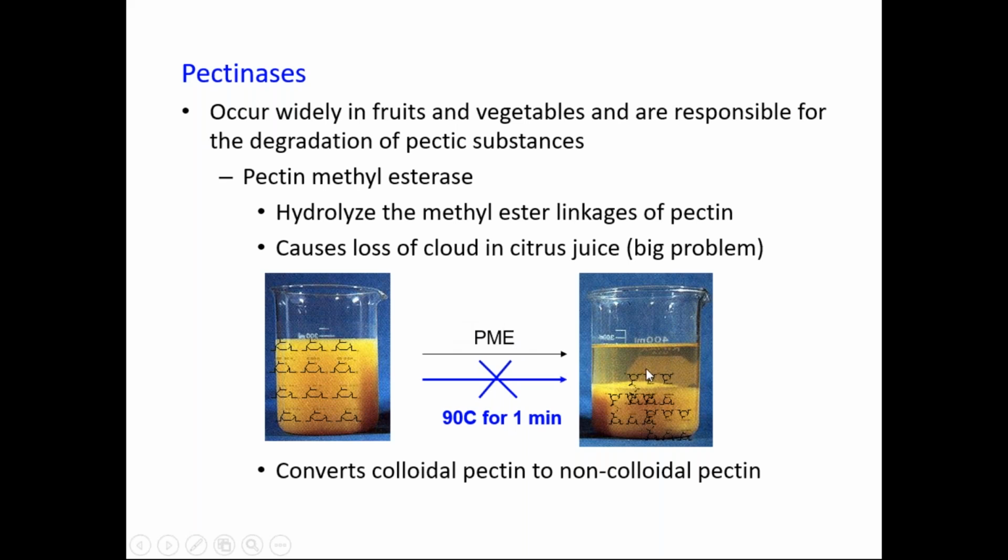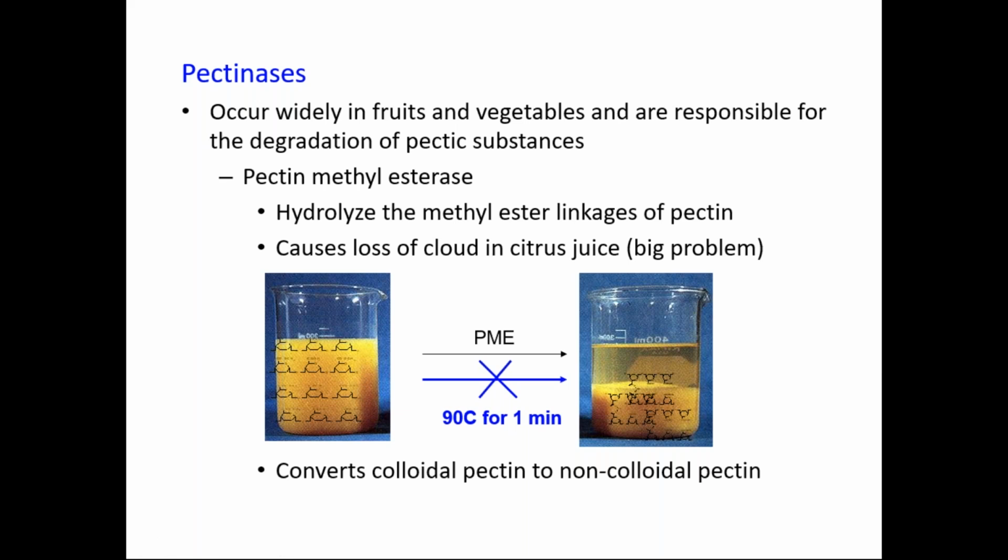So you have to prevent this loss of cloud in the citrus juice, and what you do is you have to inhibit the pectin methyl esterase by heating it to 90 degrees for 1 minute, and then you will see that your orange juice remains with the cloud. So in the case of orange juice, pectin methyl esterase has to be inhibited.